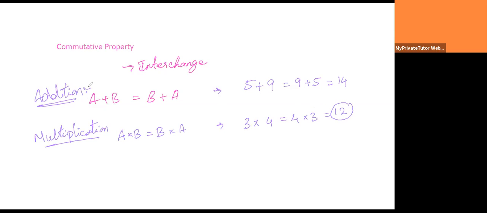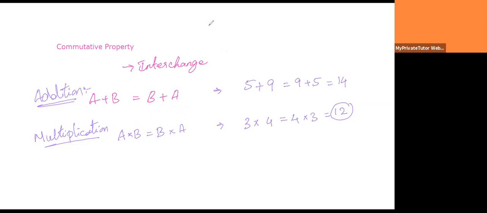So what is the commutative property for addition? What is the rule for the commutative for addition? You need to write this, okay? a plus b equals b plus a. Commutative property for multiplication, this rule: a times b equals b times a.